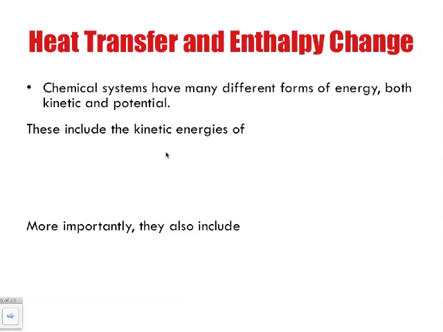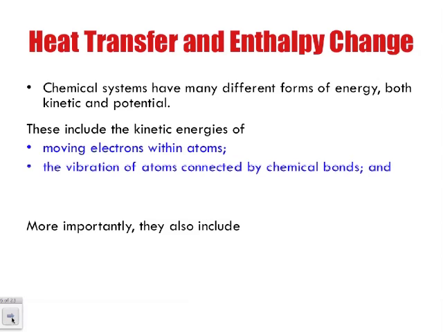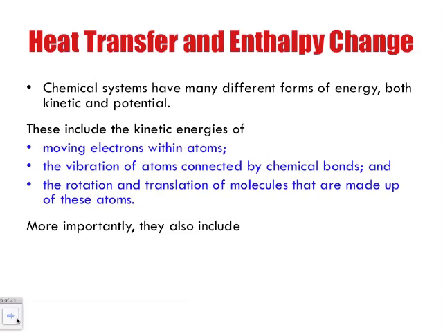Heat transfer and enthalpy change. Chemical systems have many different forms of energy, both kinetic and potential. So potential, the ability to do work. Kinetic energy is pretty much the actual movement of the energy, right? So in terms of kinetic energies, what are we talking about? They really include the following: moving electrons within the atom, the vibration of atoms connected by chemical bonds, so the movement of particles, and finally, the rotation and translation of molecules that are made up of these atoms.